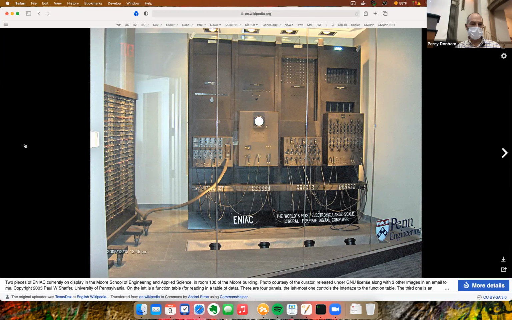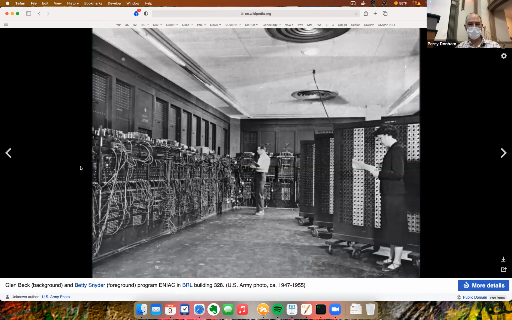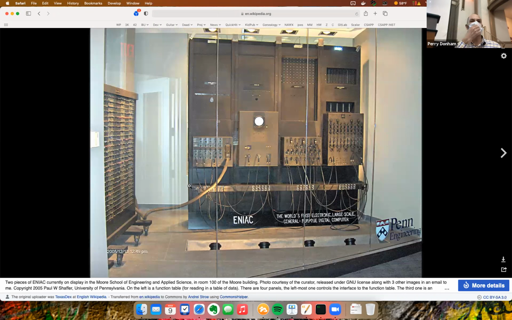You program these things with these jumper cables. See all the jumper cables everywhere? Those were patch cables. They look like phone patch cables with quarter-inch plugs on the end of them. That's how you programmed it. You were essentially connecting relays together, relays and vacuum tube inputs and outputs, and configuring a circuit to do a calculation.